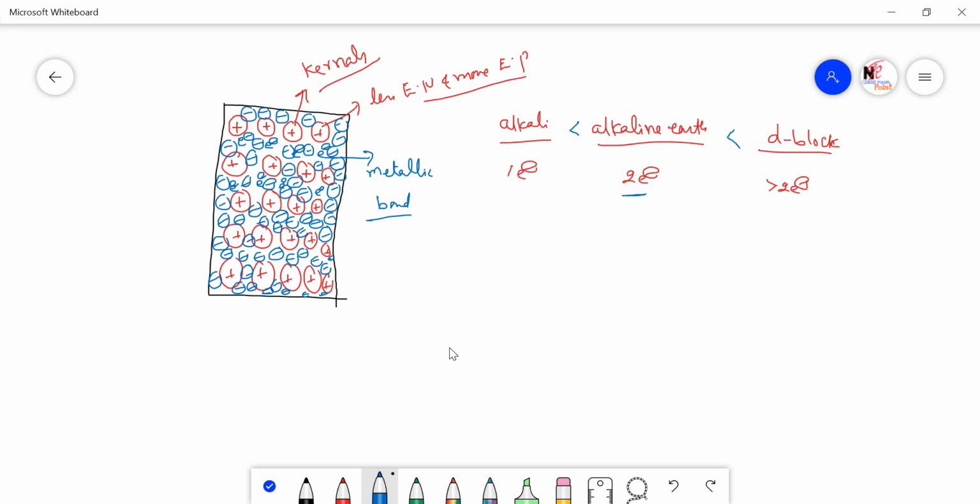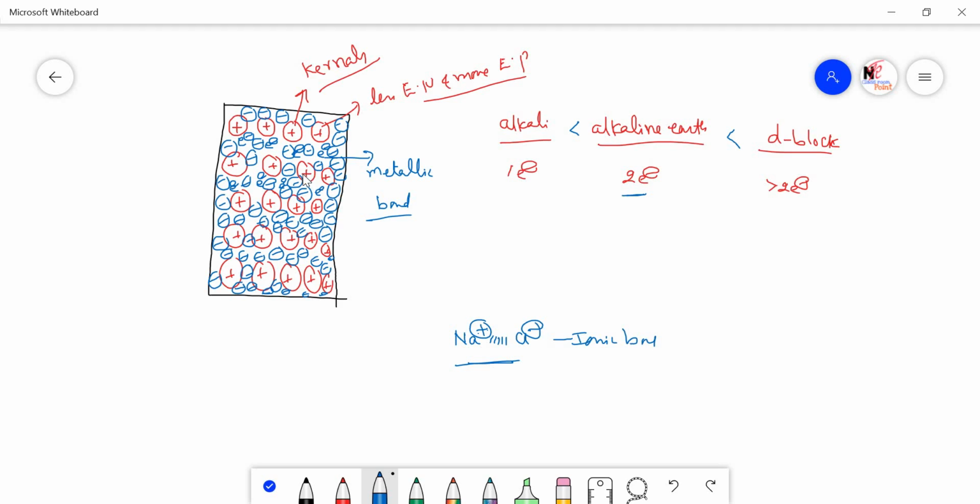There is a large difference between the metallic bond and ionic bond. For example, if you take NaCl, in NaCl, the Na plus ion and Cl minus ion are attracted to each other, and these are the ions. When the attraction force is present between the two ions, that is called an ionic bond.